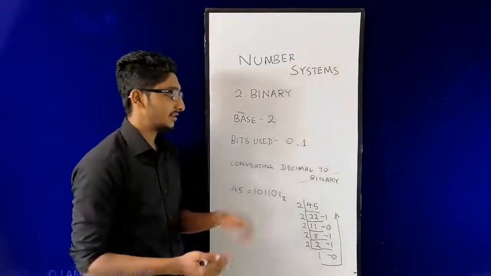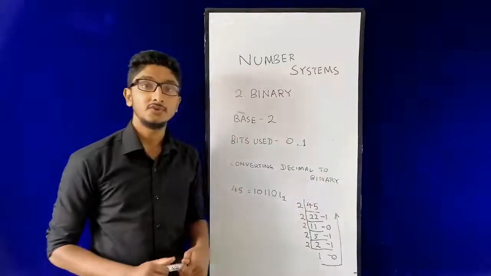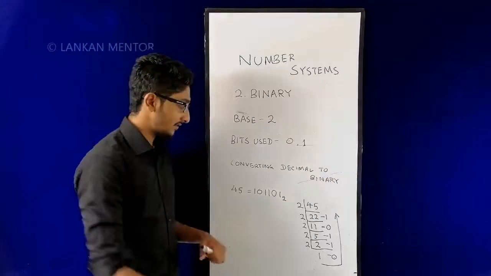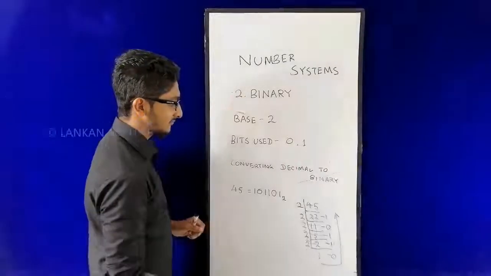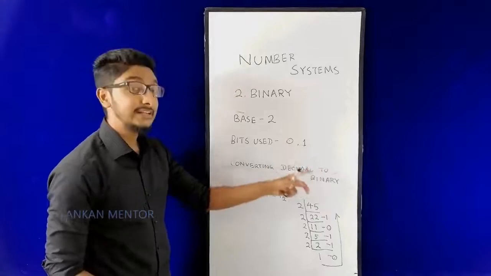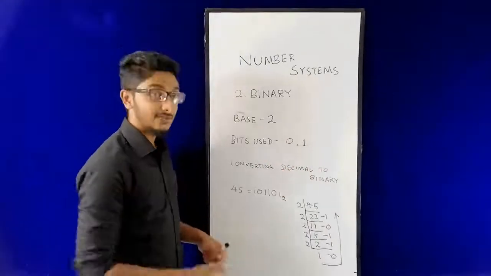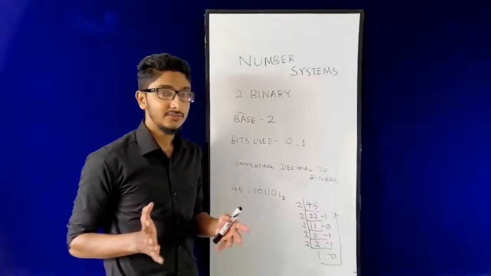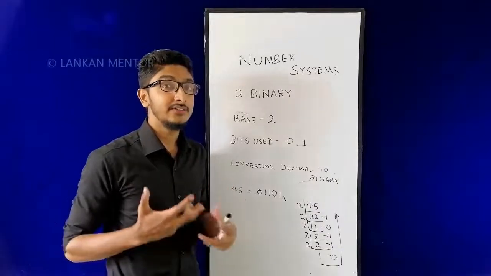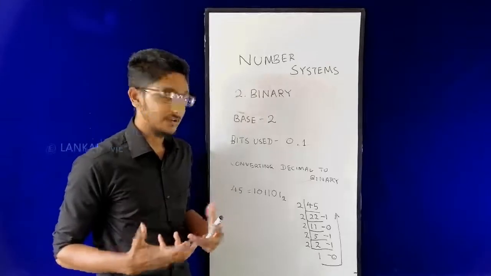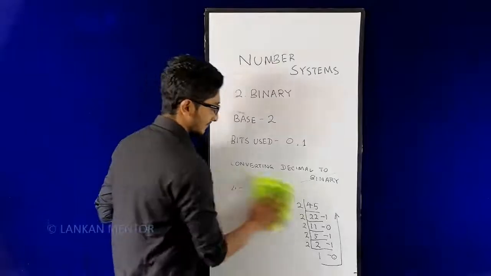So this is how you convert a decimal number to binary. Okay, right. Now we'll go to binary to decimal. Now let's say you have a binary number. You have to find the decimal value of that number. Okay, we'll find out.